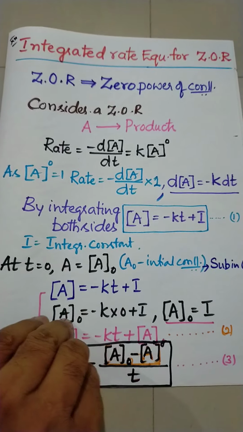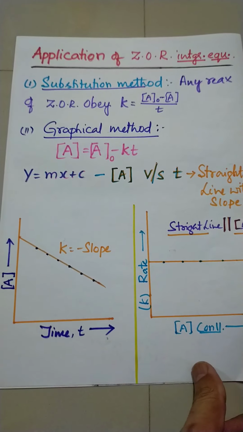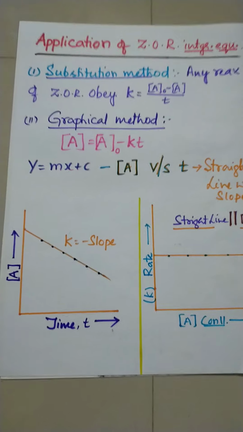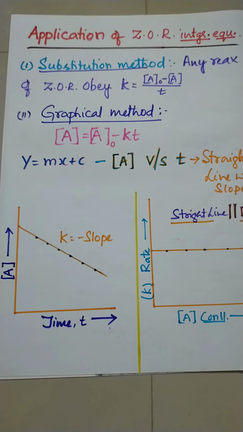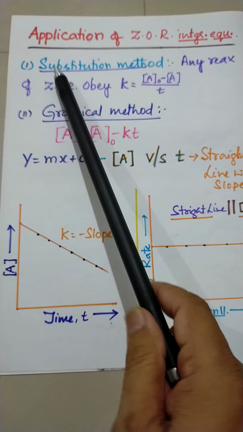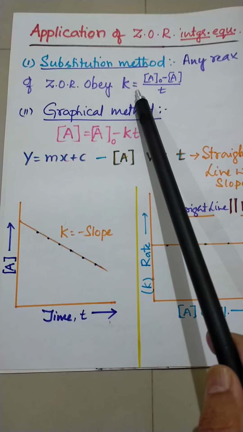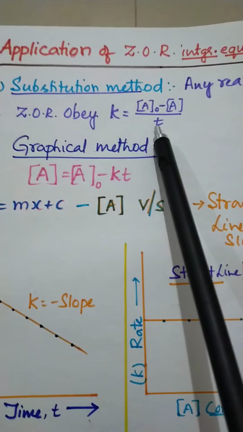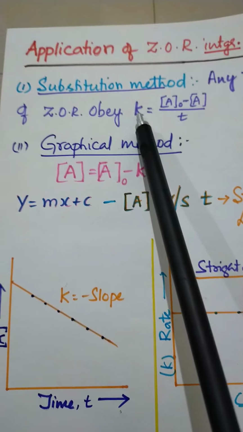Two applications. This zero order reaction can be applied in two ways. One is the direct substitution method, taking the formula and substituting the values, and then finding the k value. That's for any reaction obeying the zero order. By this equation we can substitute the values and get the value of k.